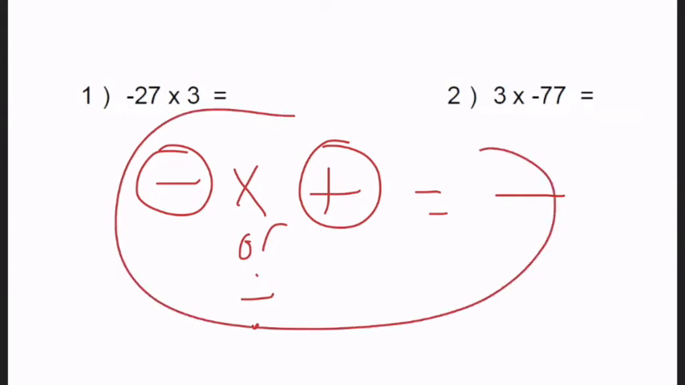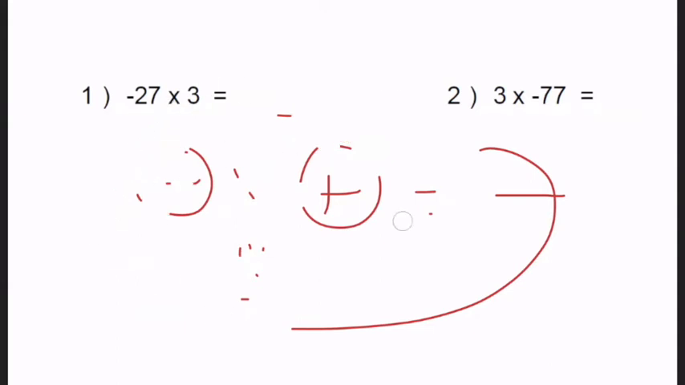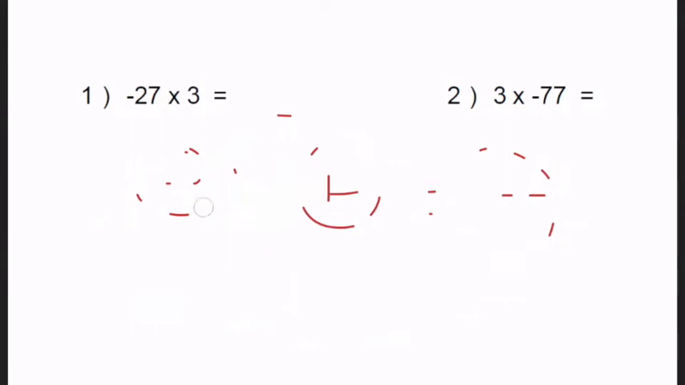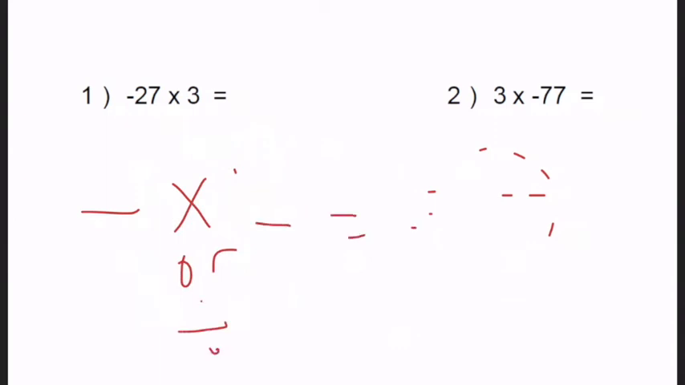Okay, the next one I want to talk to you about is, sorry, it takes a second to erase this. If you have 2 negatives, so a negative multiplying by a negative or dividing by a negative, you will get a positive. Like two wrongs make a right, it's the same thing. So you're going to get a positive. Those are generally the only rules you need to worry about.